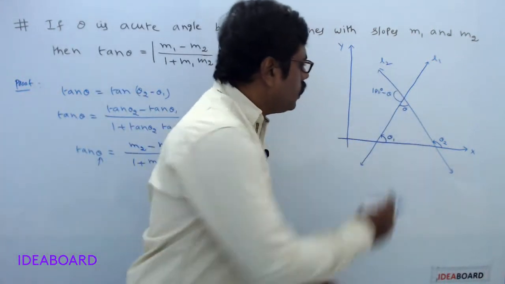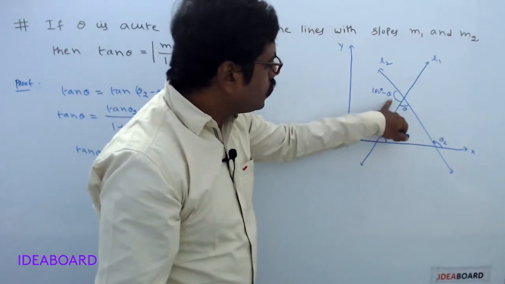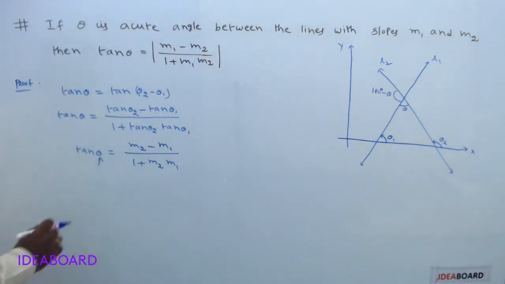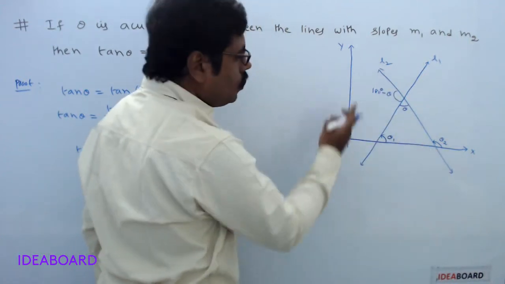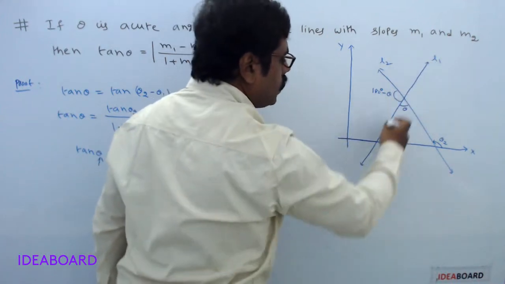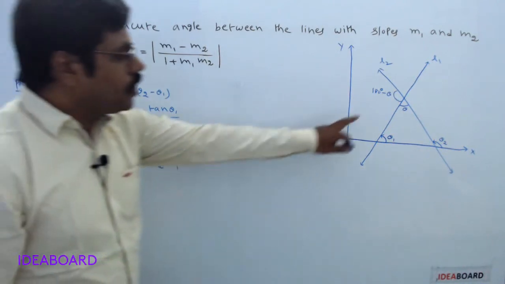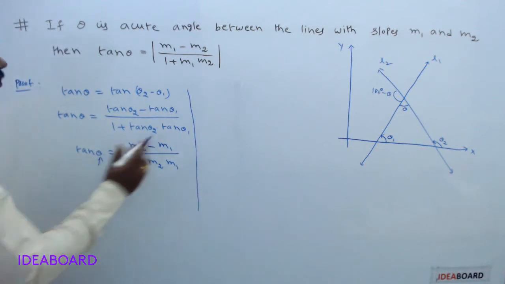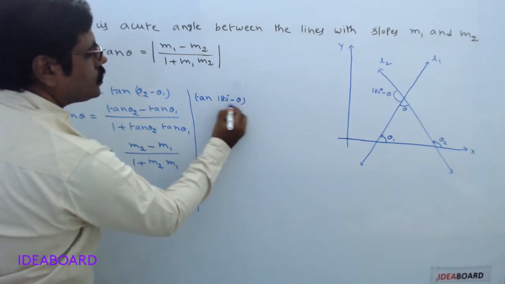So this is a straight line. Angle on a straight line is 180 degrees. So this angle is theta, and this remaining angle is 180 minus theta. So here in this formula, theta is the angle between the lines L1 and L2. From the diagram, this angle also represents the angle between the lines L1 and L2. So in place of theta, you write 180 minus theta. In this formula, just replace theta with 180 minus theta.